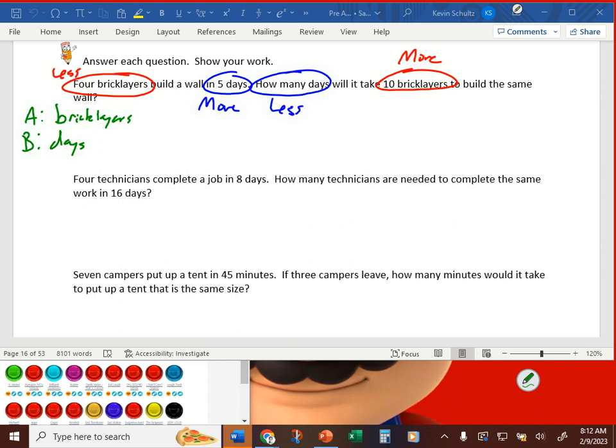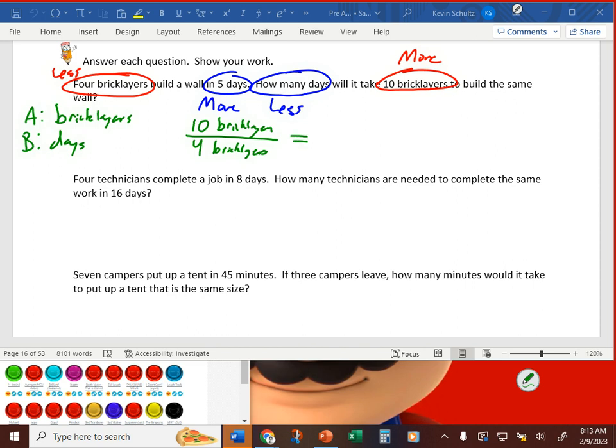Nolan, did you use method 1 or 2? I used 2. Peyton, what about you? 2. All right, give me the first half of your proportion, the first fraction. So I had 10 over 4. This time we'll use A for bricklayers. That's kind of confusing, but okay, so you put 10 bricklayers over 4 bricklayers. So more over less, right? More of A over less of A.